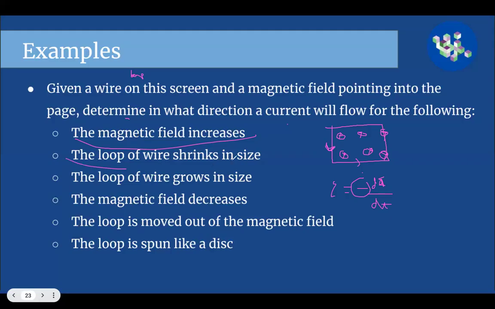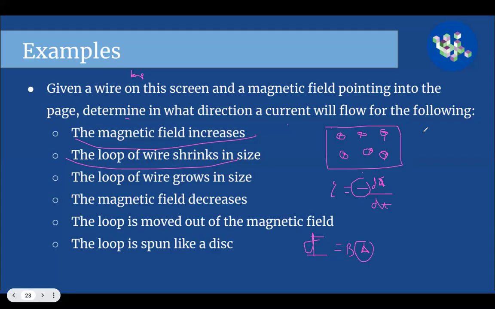Now, if the loop of wire instead shrinks in size, let's look at what will happen. Remember, we have phi equals B times A. If the loop of wire shrinks in size, then your A is decreasing, so d phi over dt is negative. The flux was into the page, but now it's decreasing, so you can think of the change in flux as pointing out of the page.